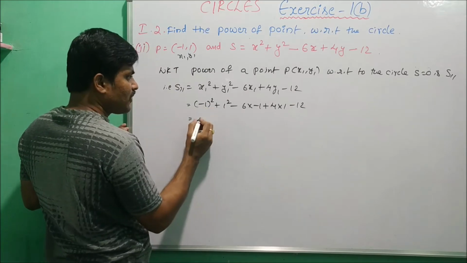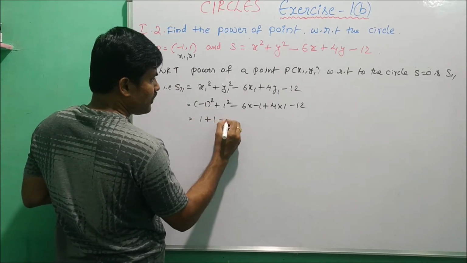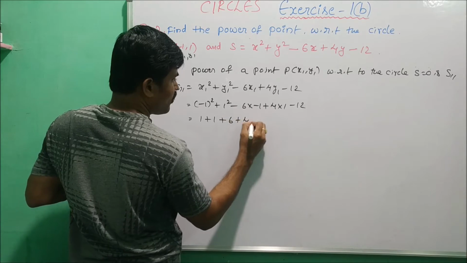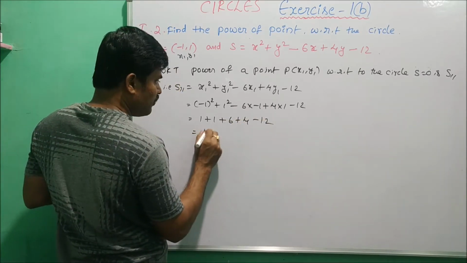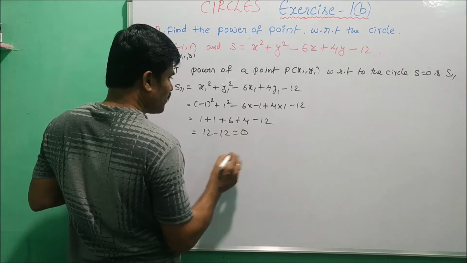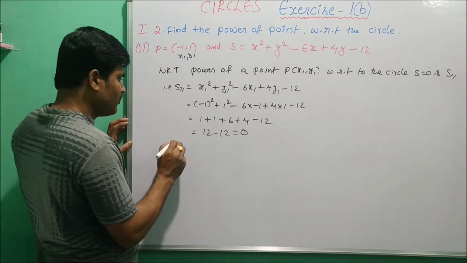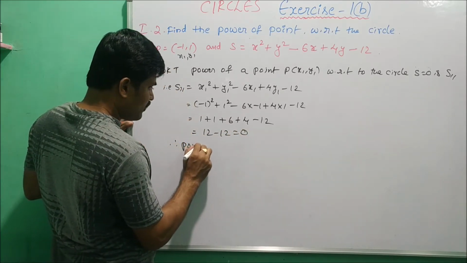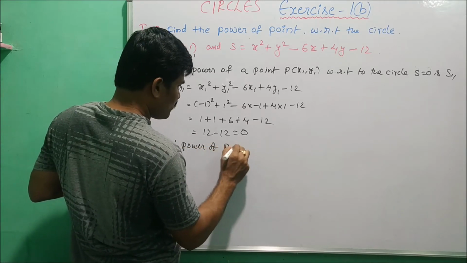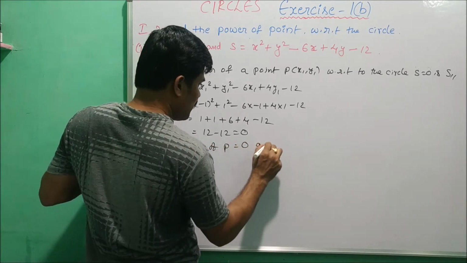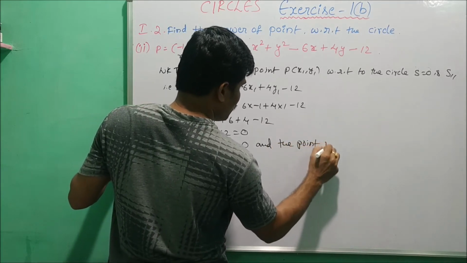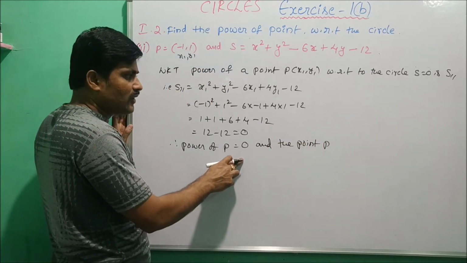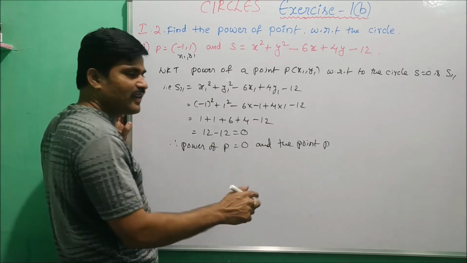Clearly it can be simplified: 1 plus 1 plus 6 plus 4 minus 12. So 12 minus 12 equals 0. So the power of the point is 0. Power of P equals 0, and clearly the point P lies on the circle.